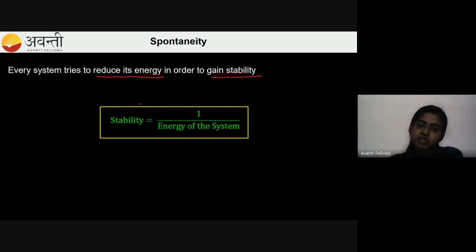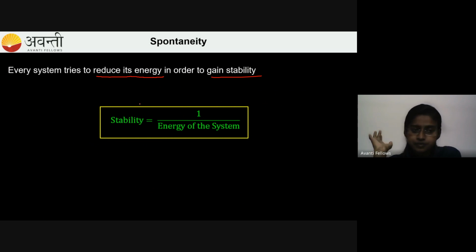If the energy of the species is very high, then that is not stable. You can take a person also. If a person is in a very high energy state, then it means that person is not stable, no? He is unstable. In the same way, if the energy is very less, stability is more. So energy and stability are inversely proportional to each other. And this is the fact.